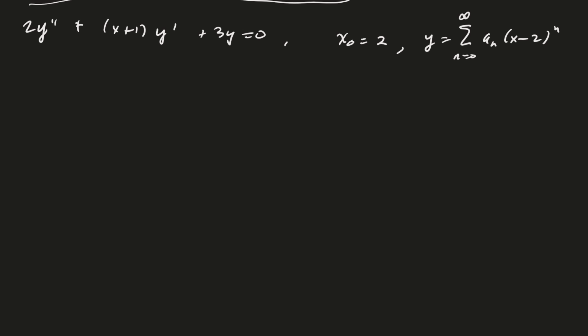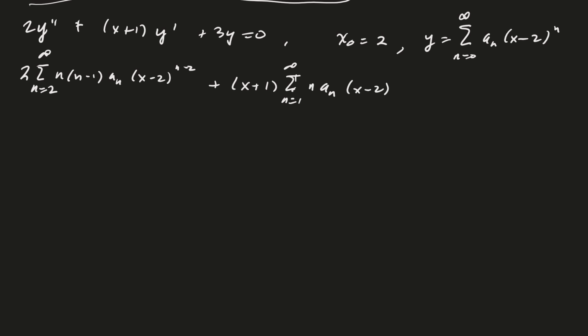Alright, so now let's go ahead and just plug it all in and see what we get for our recurrence relation, and we'll stop at the recurrence relation. Okay, so we get 2 times the sum, n equals 2 to infinity. After a while, you kind of get used to these. Doesn't take too long. Okay, so there's the second derivative, plus x plus 1 times the first derivative, n a sub n, x minus 2 to the n minus 1, plus 3 times our sum, n equals 0 to infinity, a sub n, x minus 2 to the n. And all of that's equal to 0.